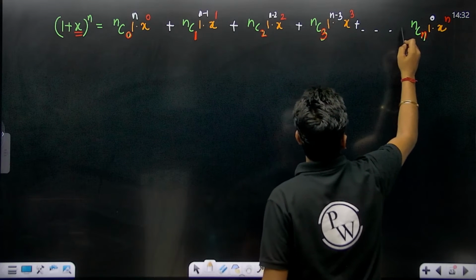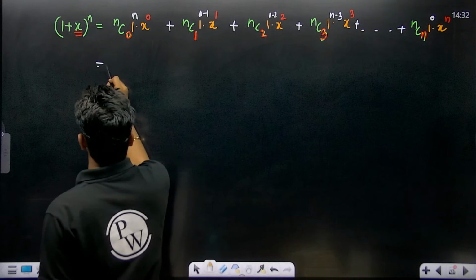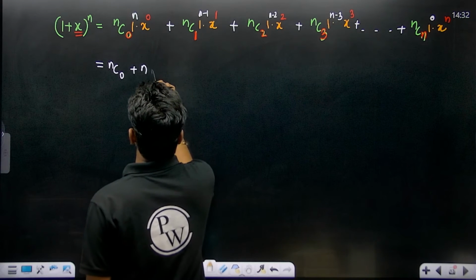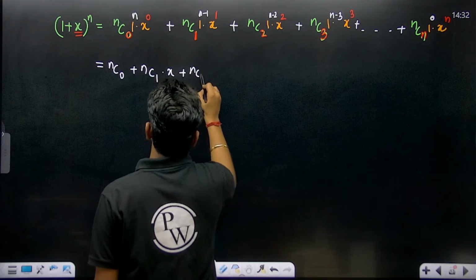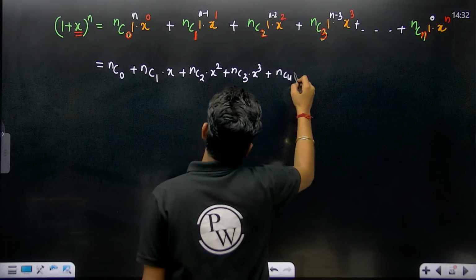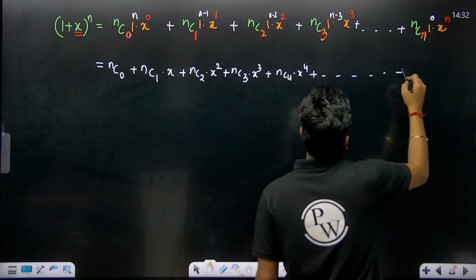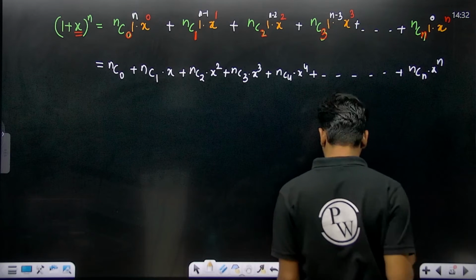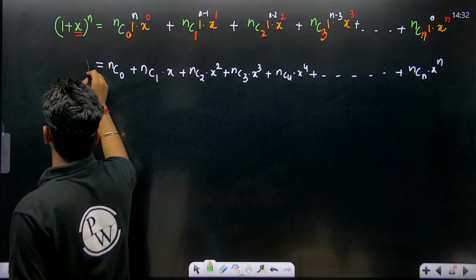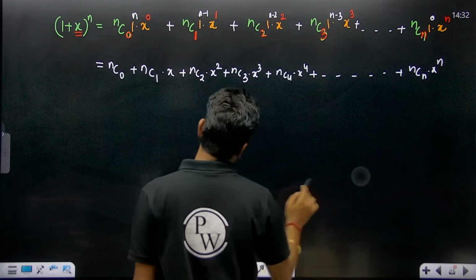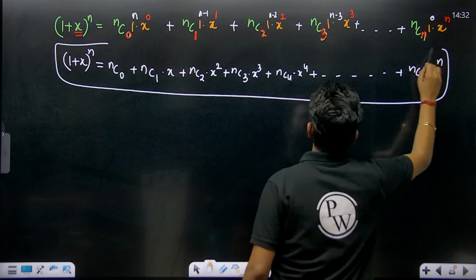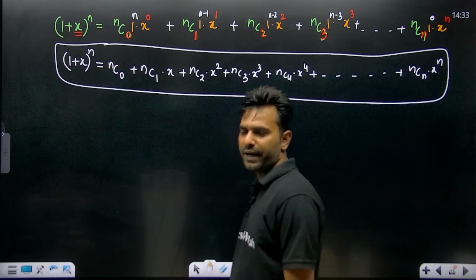So what will this expression become? Upon simplification it will become something like this, because 1 to the power anything will become 1 only. So this is going to be nc0 plus nc1x plus nc2x square plus nc3x cube plus nc4x to the power 4, and so on till ncn into x to the power n. So you must remember this as well, that 1 plus x to the whole power n is nothing but equal to this particular expression. I hope you are fine with this.